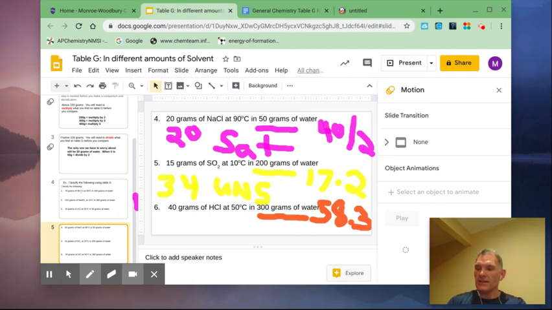No harm in double checking. 58 times 3 is 174 grams. So 174 would be saturated. I only have 40. So 40 is below 174. So that would be unsaturated. Again, these things, like everything else in chemistry, take time and some practice.